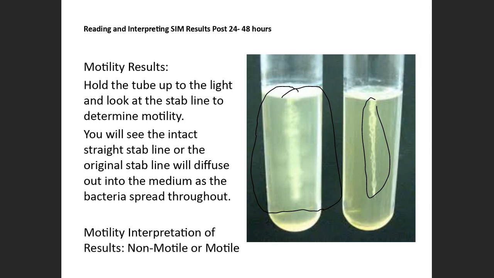If you see a result of a straight line like this one, that can be interpreted as an organism that is not motile. If you see a result where there is growth in the line, but there's also diffuse growth throughout, that can be interpreted as that organism being motile.